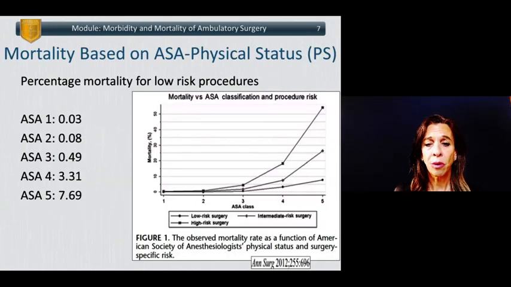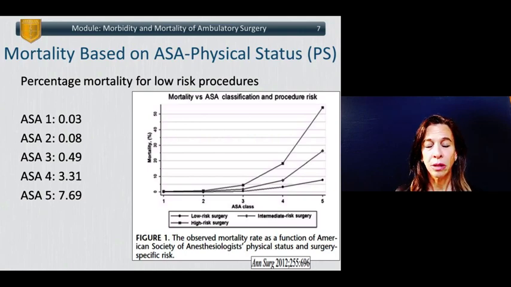So this slide represents the mortality based on the ASA Physical Status scoring system, which you are all familiar with. ASA 1 patients typically have a 0.03% risk of mortality. That rises very slightly in ASA 2 patients to a level of 0.8. ASA 3 patients is where you see the first big significant increase. And even for low-risk patients, it remains quite low.